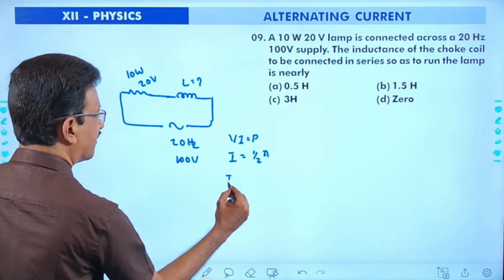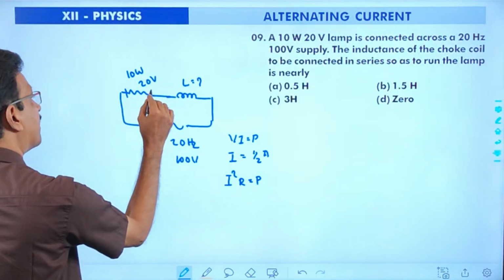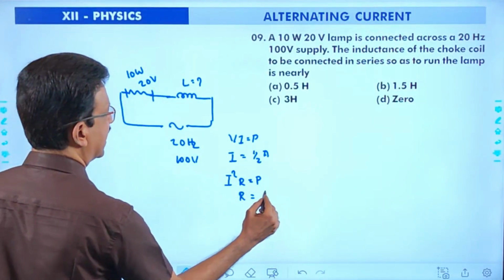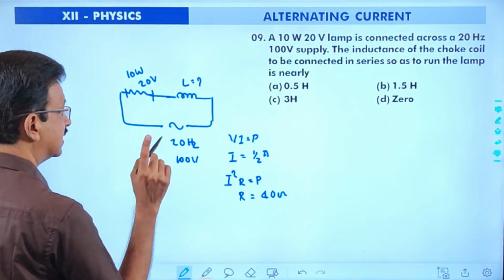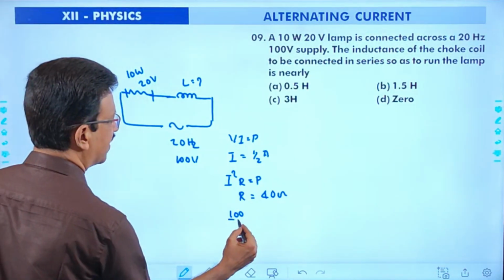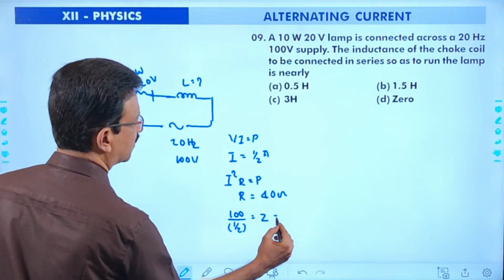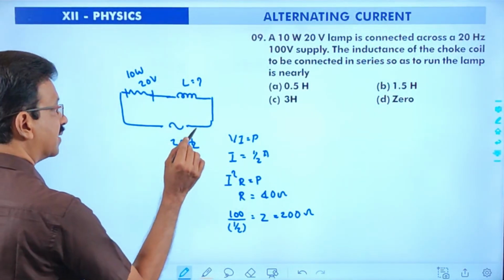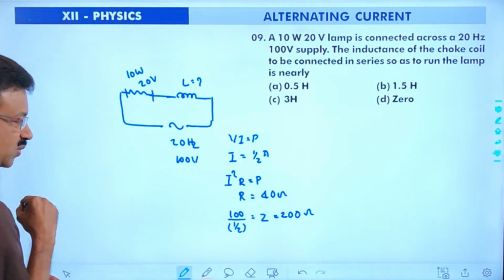Then I squared R equal to power can be used for the bulb rating. The resistance of the filament of the bulb is obtained as 40 ohm: (1 by 2) squared times R equals 10, so R is 40 ohm. Now, circuit voltage divided by circuit current, that is 100 volt divided by half ampere, equals the impedance of the circuit, that is 200 ohm. The circuit current is obtained, the resistance of the filament lamp is obtained, and then the impedance of the circuit is also obtained.